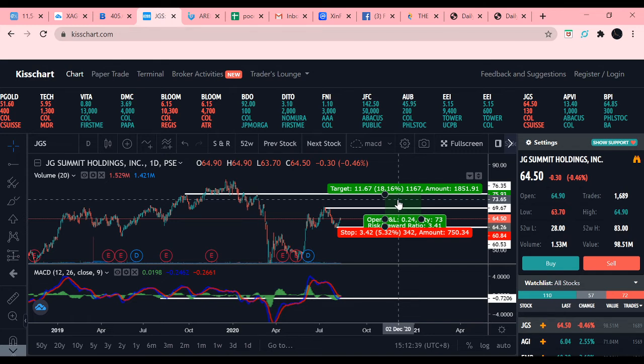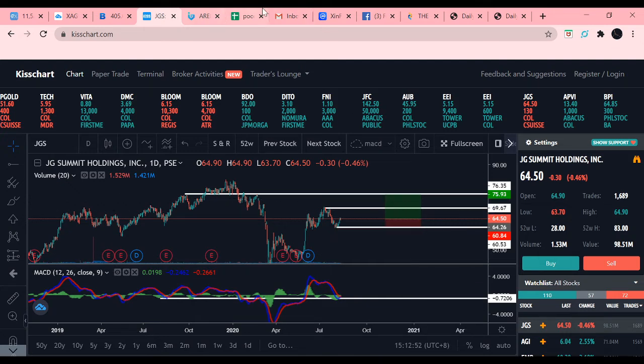So, posible akong kumita ng around 18% sa 75 pesos at posible akong malugi ng 5.32% sa around 60 pesos. So, yun yung kay JGS.